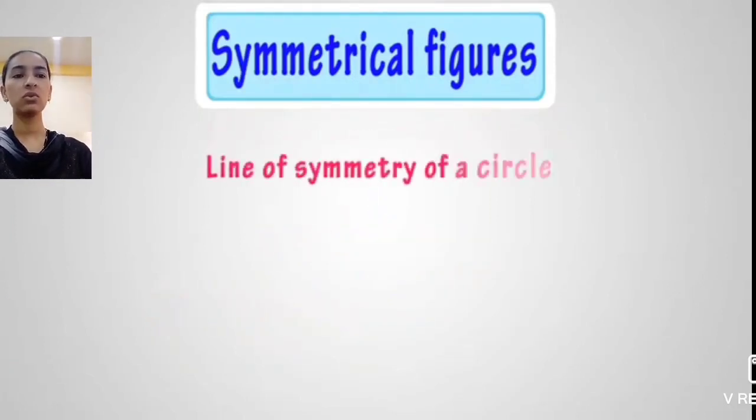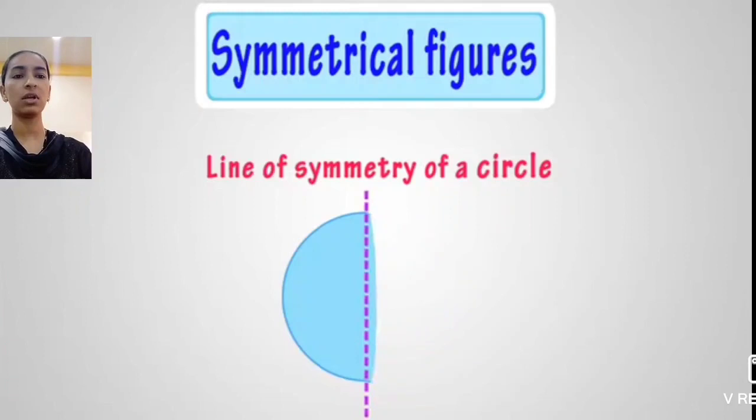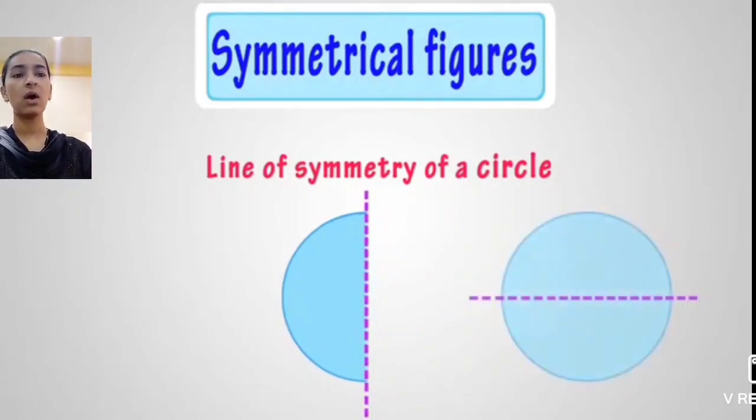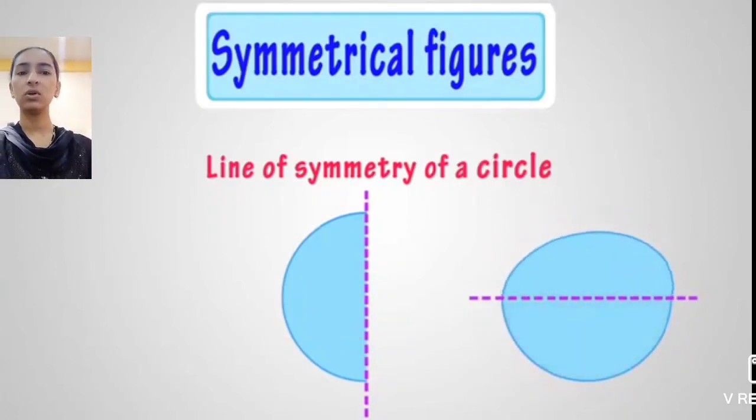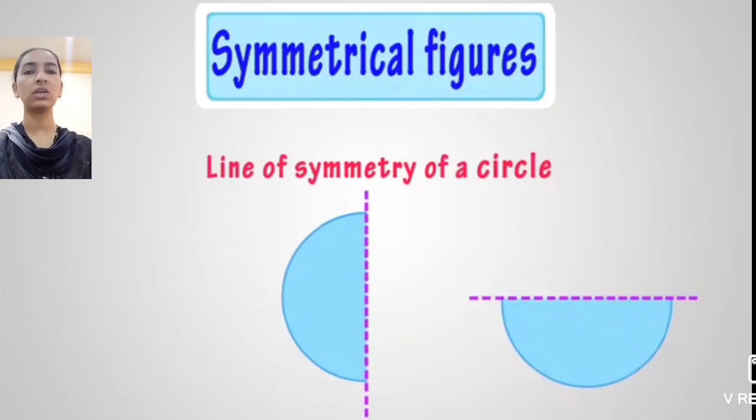Yes students, now the line of symmetry of a circle. We have to find the line of symmetry of a figure. Suppose it is a circle. If I draw a vertical line, it gives the other half, it covers the other half. Now what happens if I draw a horizontal line? You can see that it gives two parts. If I fold that, it gives the similar second part.